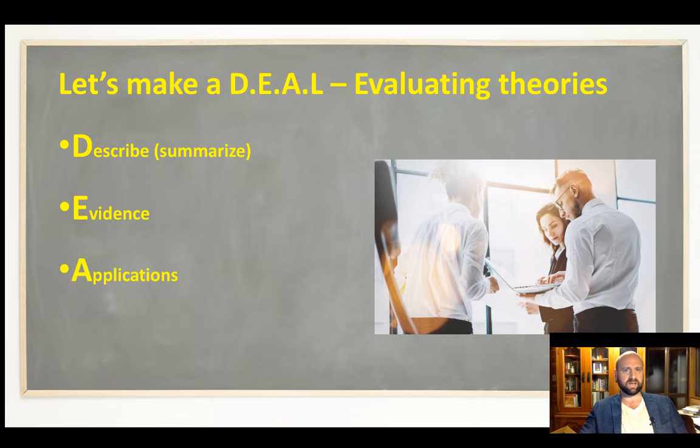And then we have applications. The theory is only as useful as its application. If we can't use the theory to apply it anywhere, it's not much help. So we have applications, and then we have limitations. So we're going to go through the D-E-A-L in this video for social identity theory.